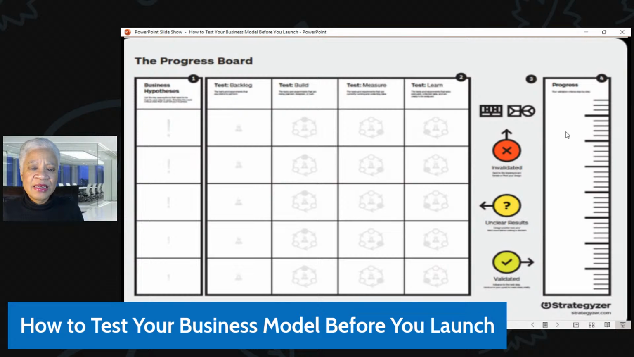And then finally, here is the progress board. So this progress board is used to map all of your different hypotheses, your different experiments for a single product. So down the first column, you've got your hypotheses that you're trying to test. And these hypotheses could be around pricing. It could be around where people prefer to use your product. It could be around how they prefer to use it. It could be around the features, et cetera, et cetera.